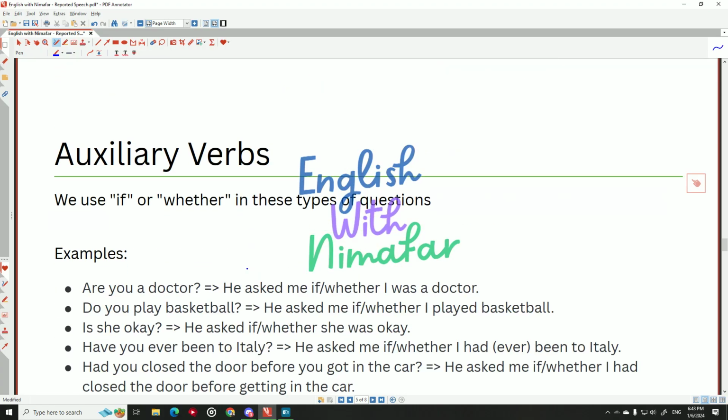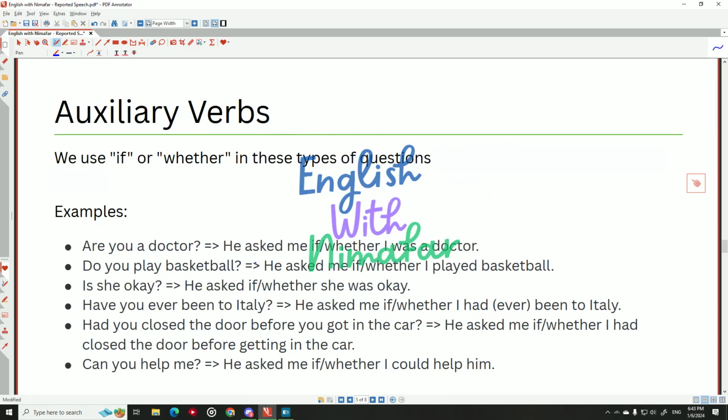So next one: auxiliary verbs, which means anything except WH questions. Are you a doctor? Do you play soccer? Have you ever been? Had you closed? We use if or whether in these types. Are you a doctor? Replace subject and verb: he asked me if or whether I was a doctor. Instead of WH, we use if or whether.